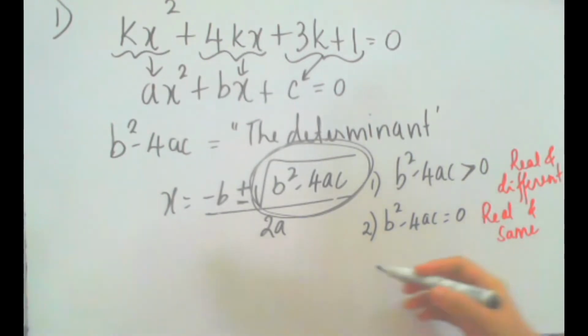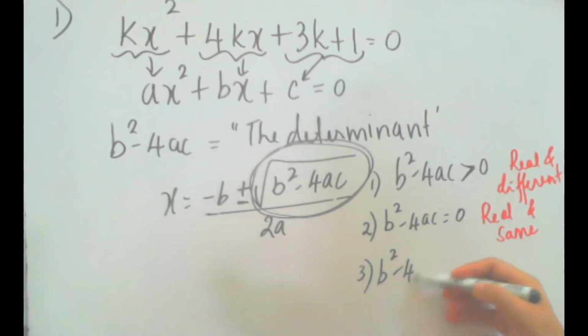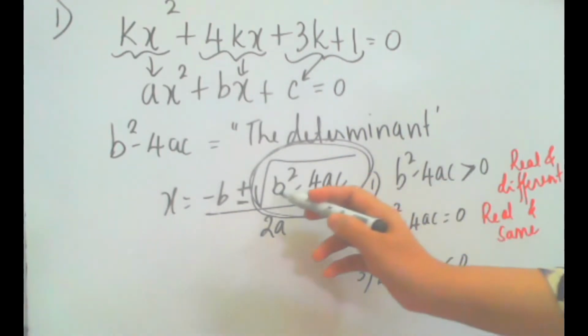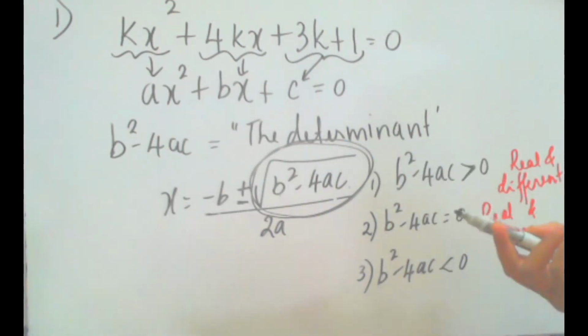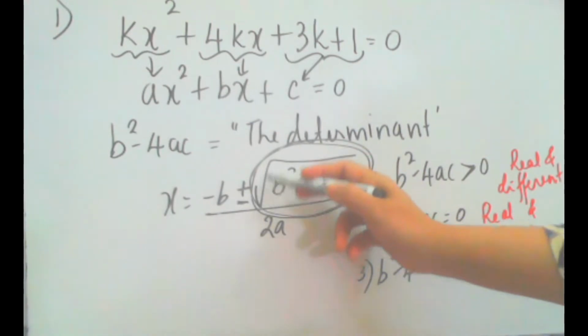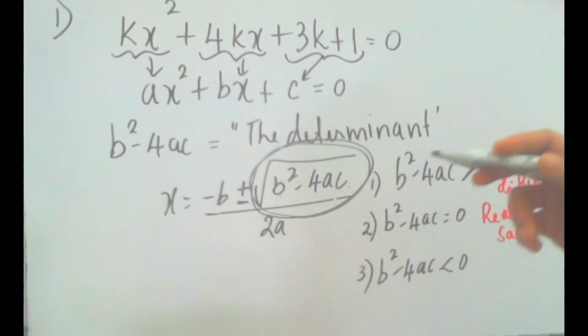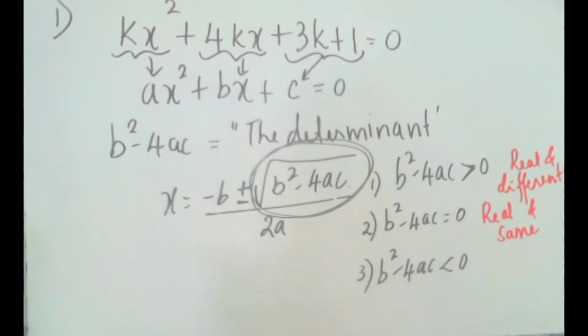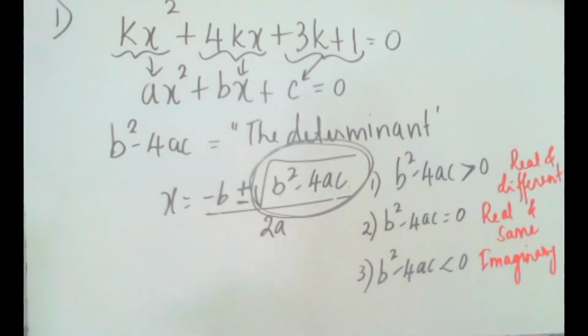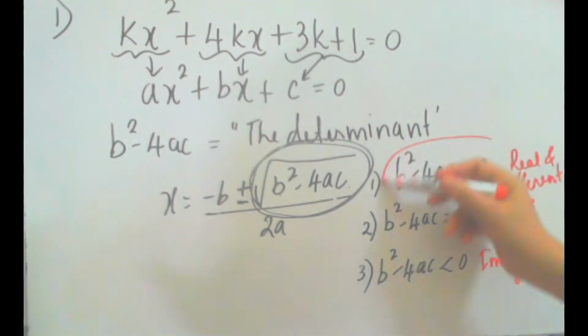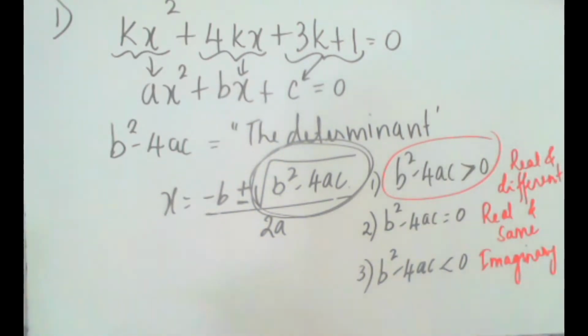And the third case, as you can guess, is b² − 4ac less than 0. When this term is a negative number, say minus 10, what is the square root of negative 10? Not defined, right? Whenever there is a square root of a negative number, we call such numbers imaginary numbers. So when this third case occurs, the roots are imaginary. So in this question we have to show that this equation has two different real roots, meaning we have to show that b² − 4ac is greater than 0.